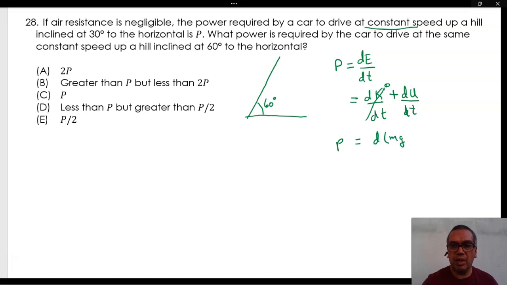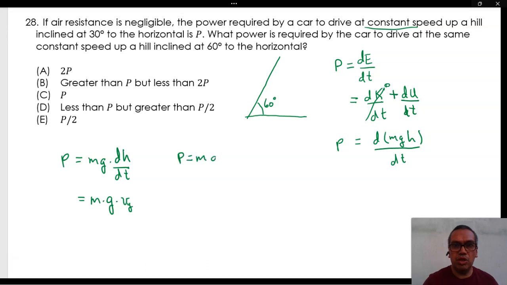Out of this multiplication, the mass and the value of the gravitational acceleration are constant. This means only the vertical position is changing over time. Therefore, the power is equal to mass times acceleration due to gravity times the vertical component of the velocity. P is equal to mgv sine of 30 degrees in the first case.